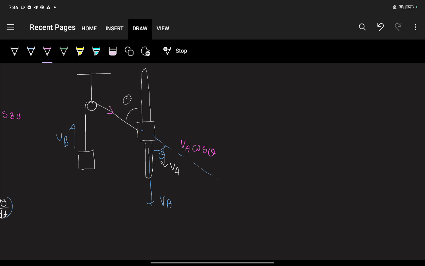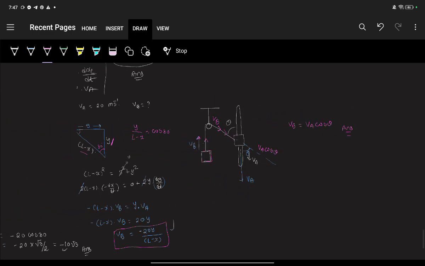This is the velocity of the string, right? Which is in this direction. Velocity of block. And whatever the velocity of block is, that is the velocity of this string in this direction. Yes or no? Okay, so here VB is equal to VA cos theta. That is our answer. Easy? See, that's simple.